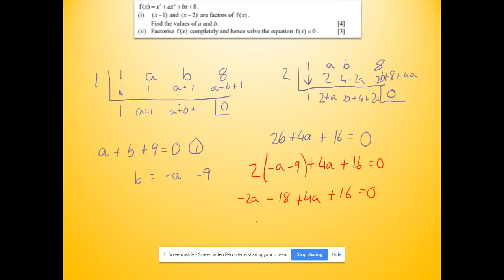So minus 2a plus 4a gives me 2a. Minus 18 plus 16 gets me minus 2 equals 0, which means that 2a equals 2, which means that a equals 1. Okay, once I know that a is equal to 1, I can sub it back in. Again, probably the easiest one is in here. So minus 1, take away 1, which means that b is equal to minus 10. That gets us our answer for that one.